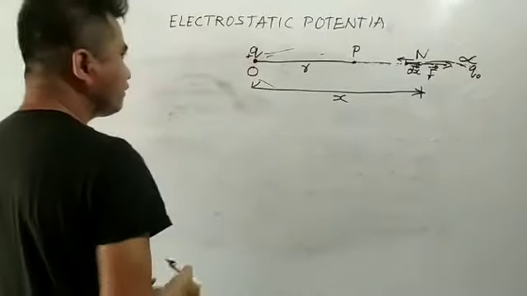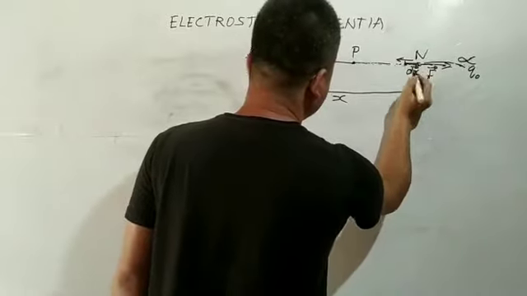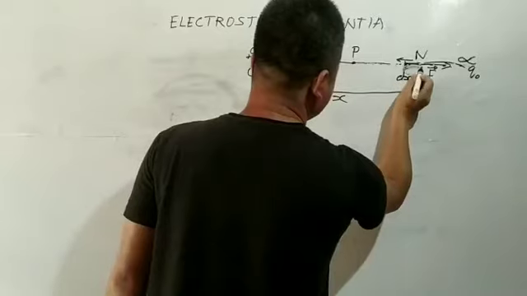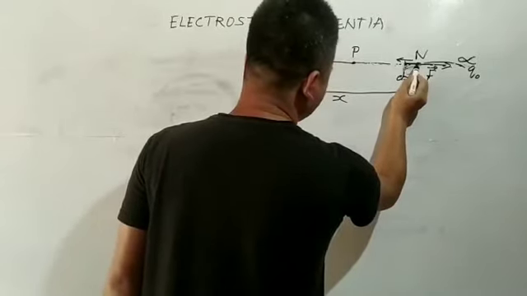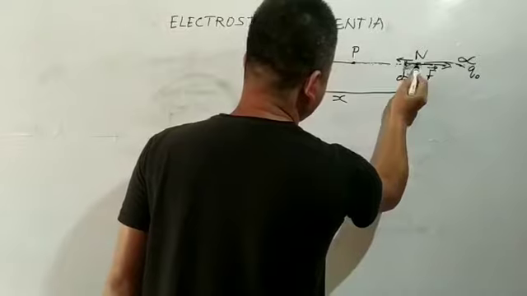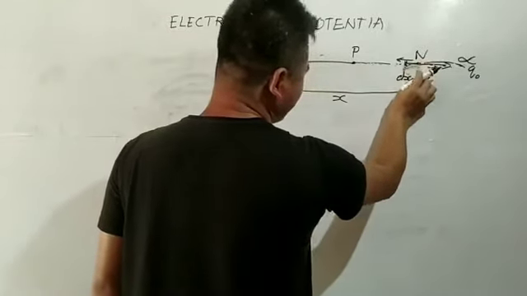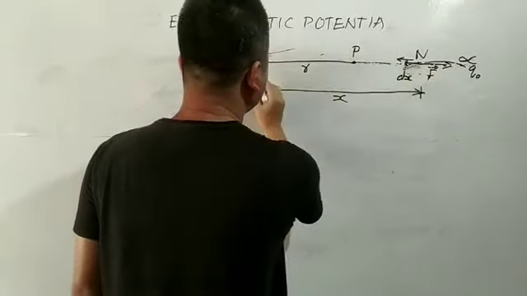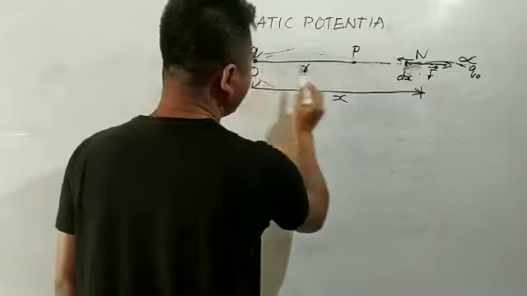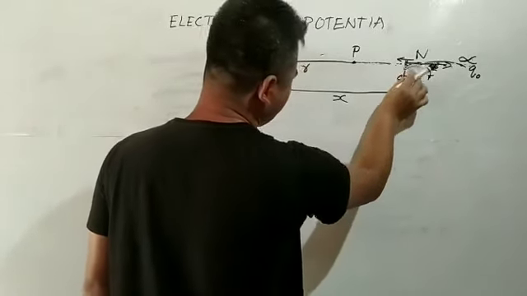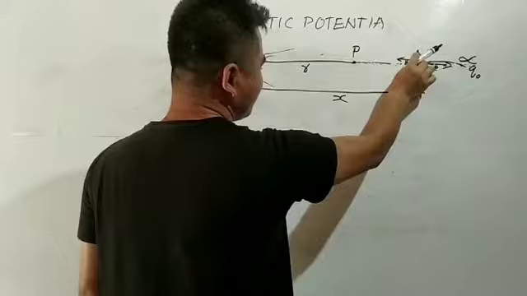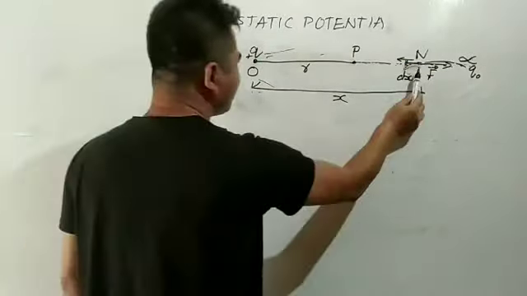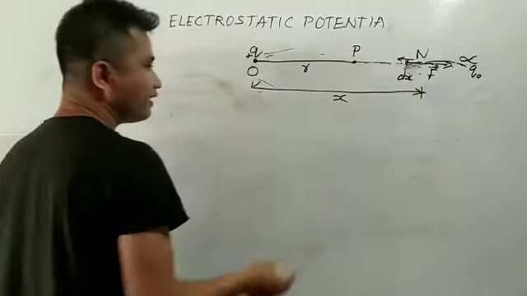So this is a small displacement dx. dx is the displacement, this small length from here. It is very small. So if from O to this point is x, from O to this other point is also x, because dx is very small, so it does not matter. Now, due to this displacement, there will be a small work done.